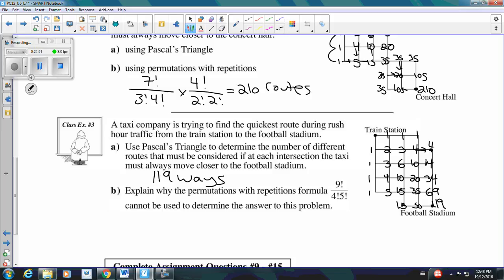Explain why the permutations with repetitions formula 9 factorial over 4 factorial times 5 factorial does not work. Well, because we have this little gap here, we can't just separate it into two triangles. So this one is the hardest example of these what we call pathway problems, and you'll need to use the idea of Pascal's triangle for this one.